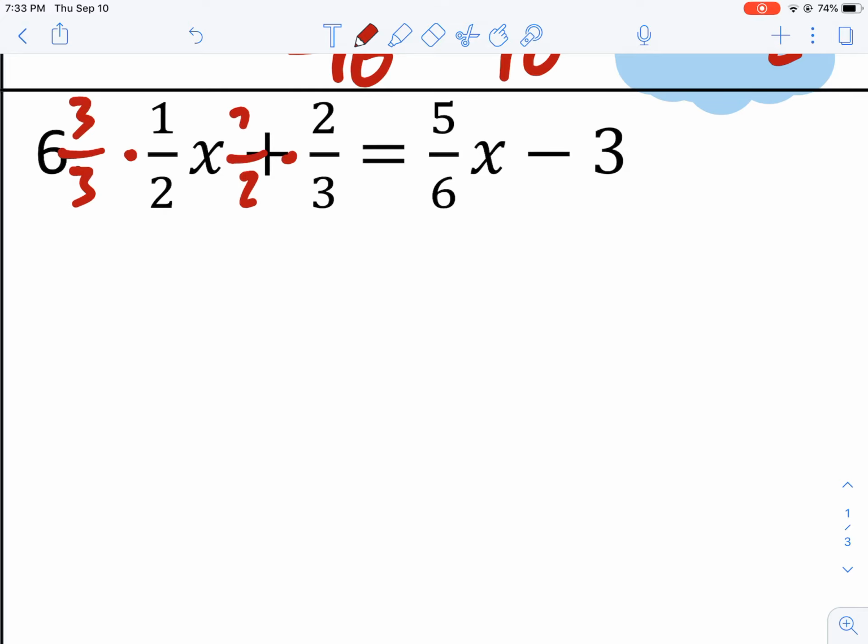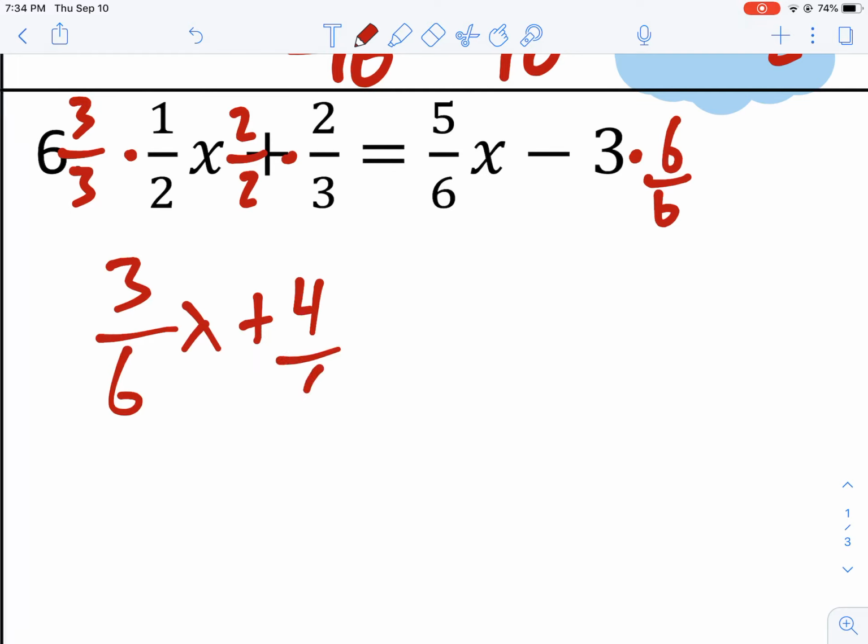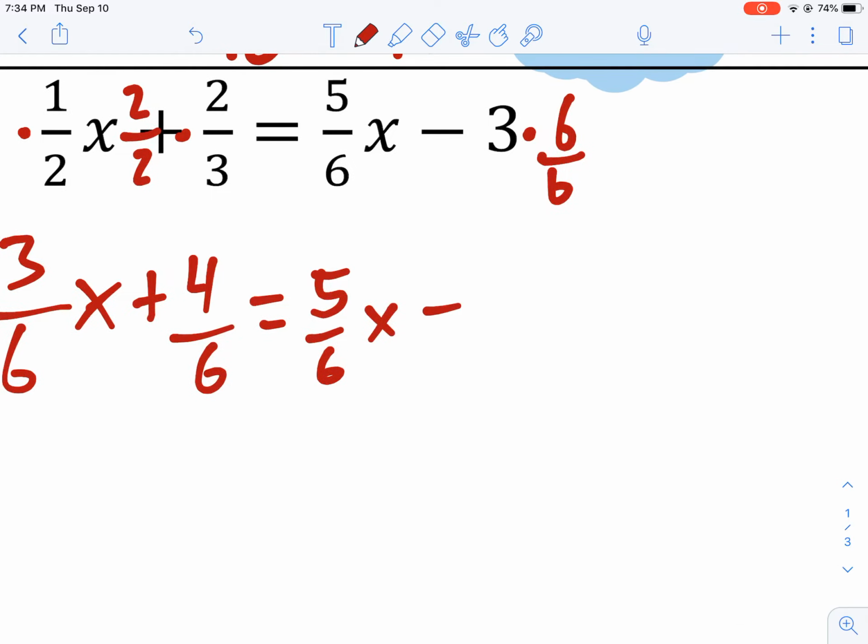This is going to be multiplied by 2 over 2. That's just going to stay over 6. This is going to get multiplied by 6 over 6. So when you multiply fractions, you just multiply straight across. So 3 times 1 is 3. You got 3/6 x. 2 times 2 is 4. So we've got 4/6 equals 5/6 x. And then 6 times -3 is -18 over 6.